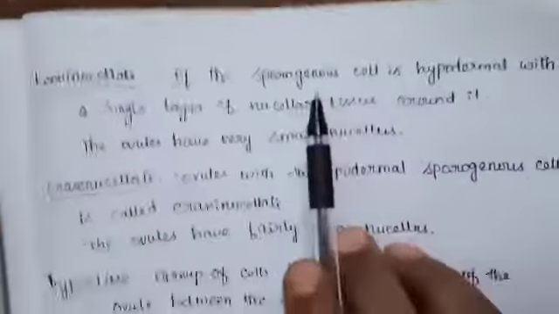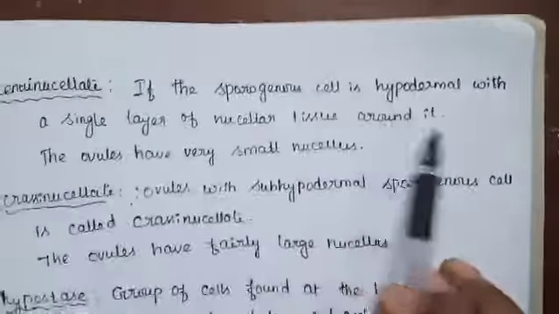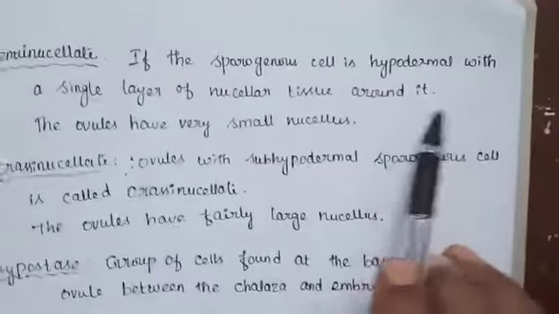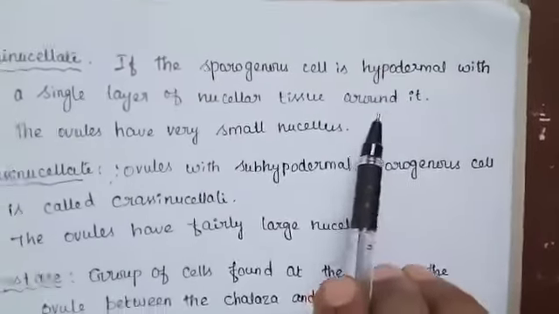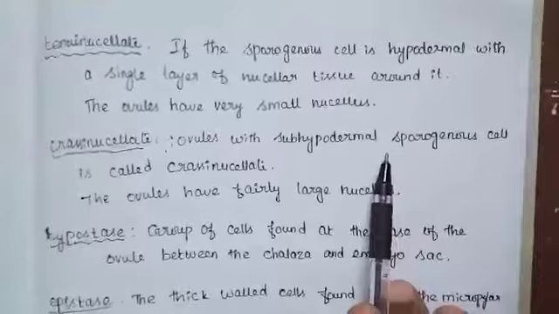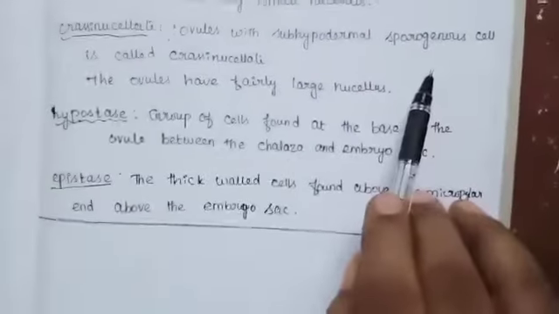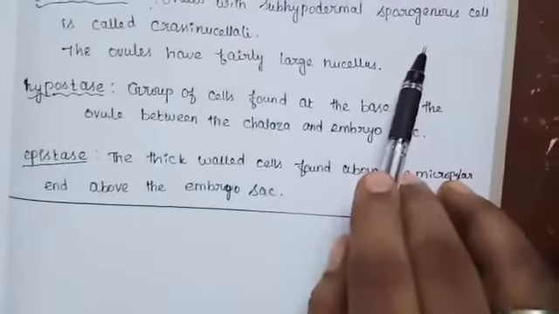Next, tenuinucellate. If the sporogenous cell is hypodermal with a single layer of nucellar tissue around it, the ovule has a very small nucellus. Then crassinucellate. What is crassinucellate? Ovules with a subhypodermal sporogenous cell are called crassinucellate. Here the ovule has a fairly large nucellus.